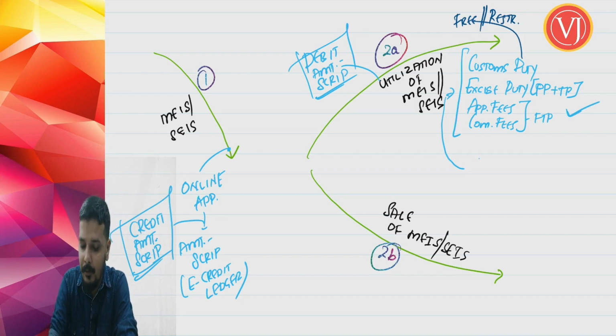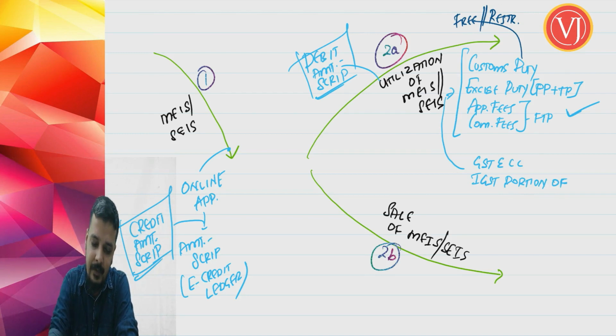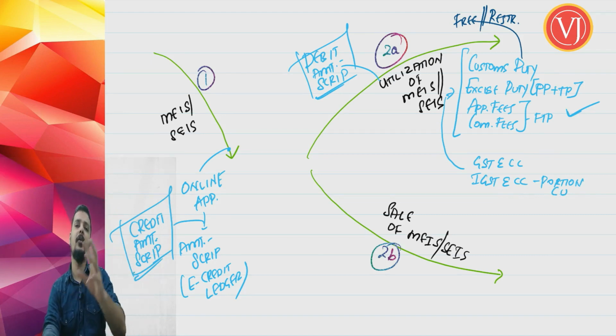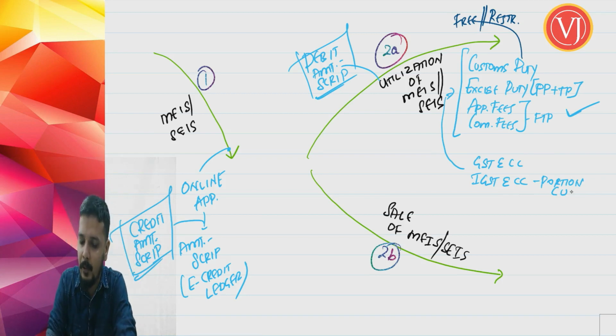You cannot use it for payment of the GST or IGST portion of customs duty. When I say GST, it includes compensation cess. So even when you talk about customs duty, you can use it for payment of your BCD, social welfare surcharge, protective duty, safeguard duty, anti-dumping duty, anti-subsidizing duty, everything. But you cannot use it for the IGST and compensation cess portion of your customs duty.